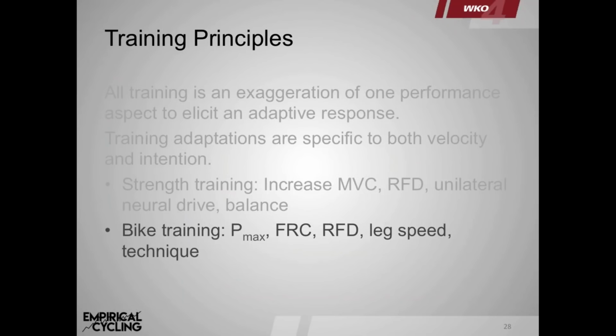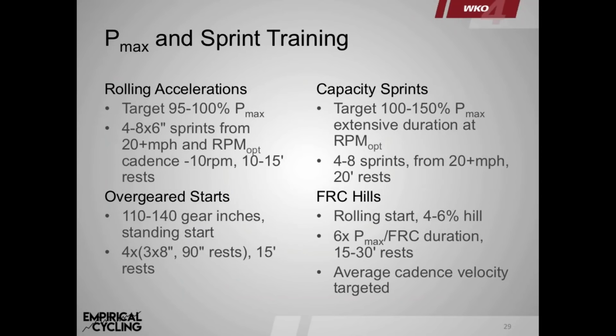All right, fun stuff on the bike. Pmax, of course, and our FRC, of course. We can do a lot of RFD training, rate of force development, on the bike, and leg speed, and so Pmax and sprint training. So the first exercise to do is a classic. You're going to target 95 to 100% of your Pmax. You're going to do 4 to 8 sprints, 6 seconds each, from 20 plus miles an hour, and you're going to start your sprints at RPM optimal cadence minus 10 RPM, with 10 to 15 minute rests.